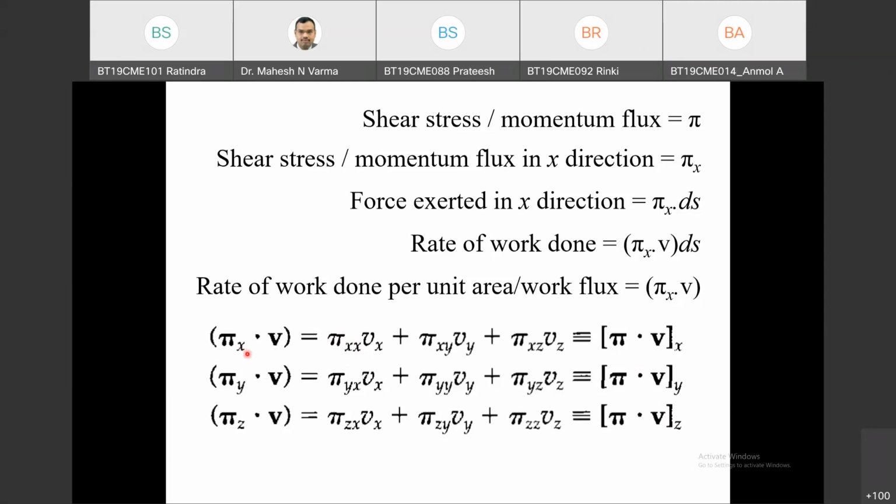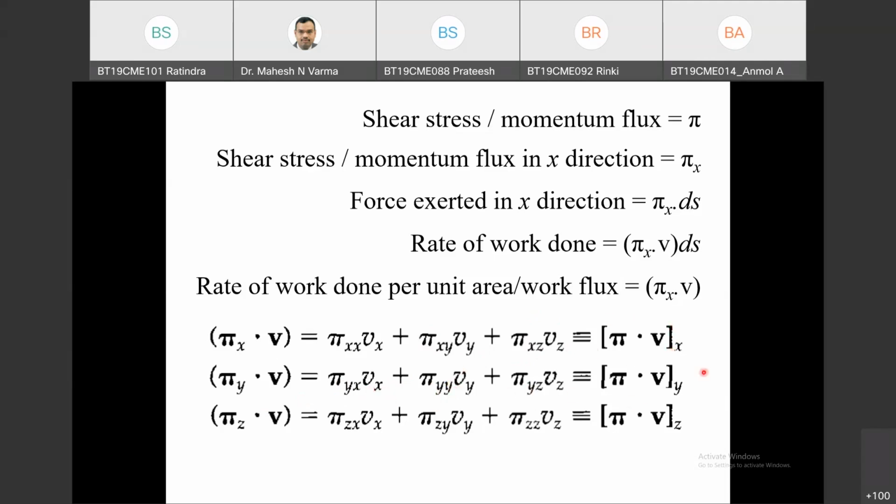Pi x will be the x momentum, x shear stress that has three components, because this is a tensor. This is x momentum flowing in x direction. This is y momentum flowing in x direction. This is z momentum flowing in x direction. Similarly for y momentum flux.